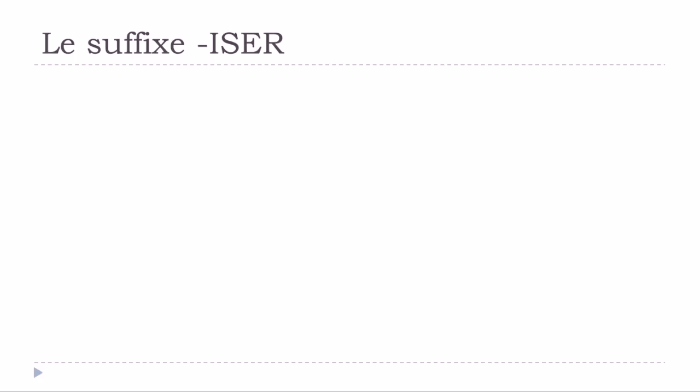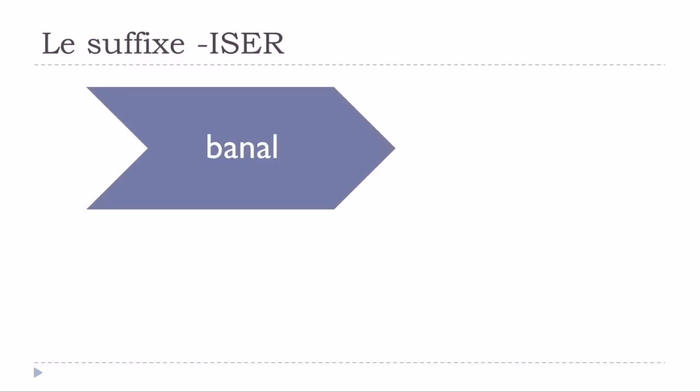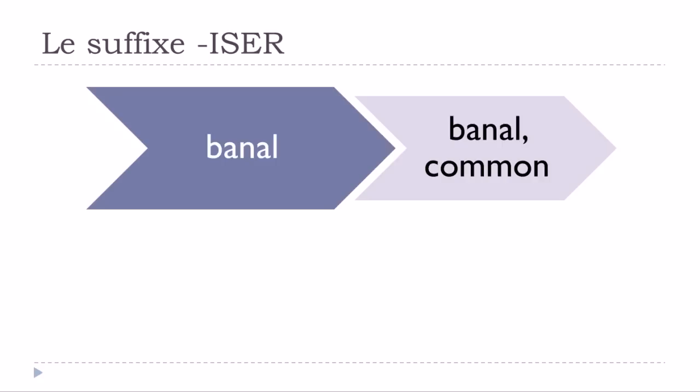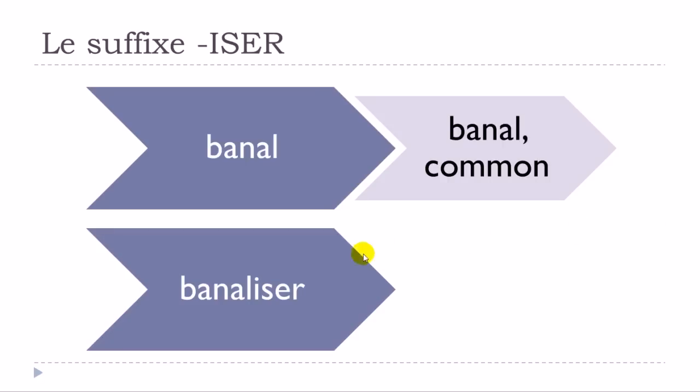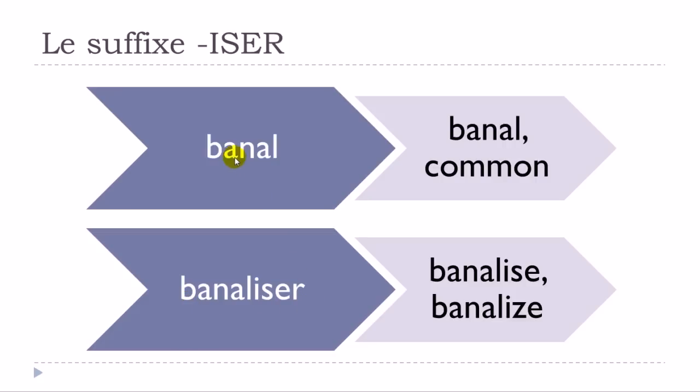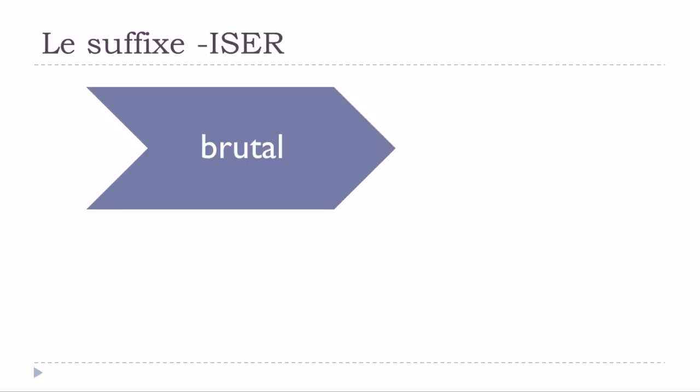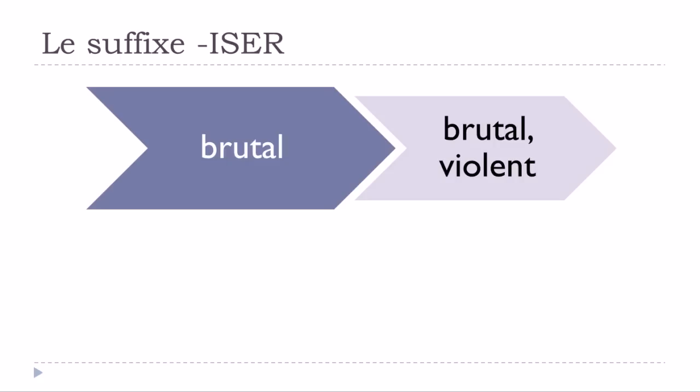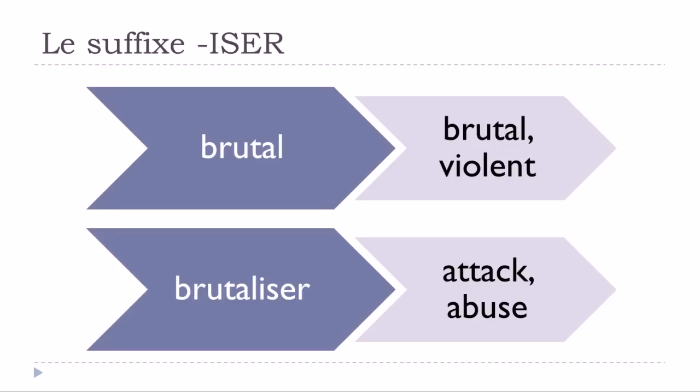So let's see a few examples now. The first one is banal. Here is the meaning in English. If we want to make a verb out of this adjective, we only need to put this ISER at the end, and you will get banaliser. Adjective banal, verb banaliser. Brutal, and then we get brutaliser. You just add this ISER at the end.